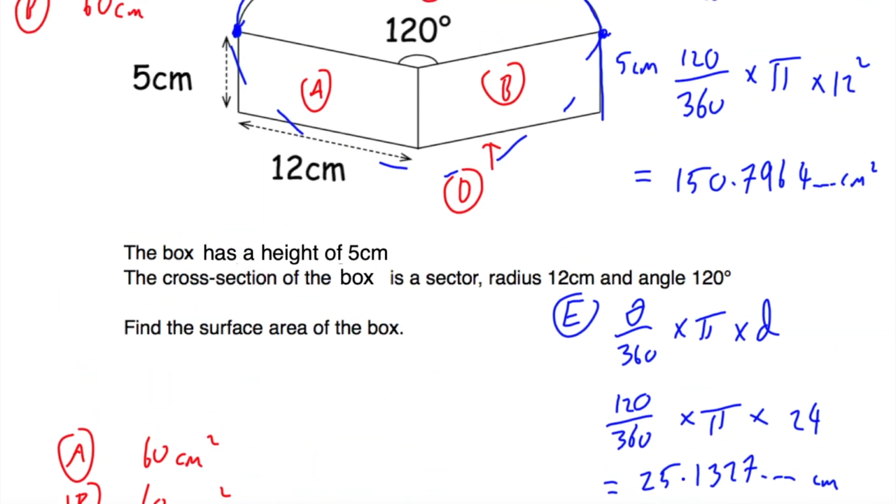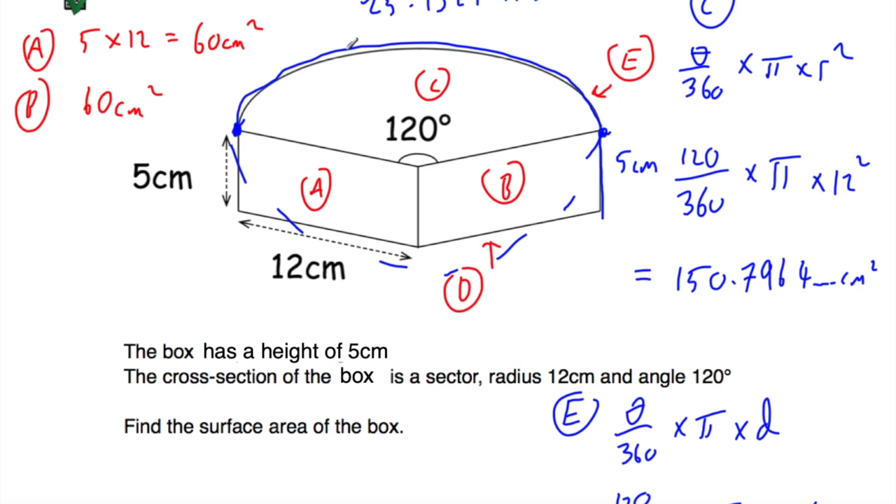And that's it. Now, I just want to mention here that some people may have got this arc length by just doing the circumference of the circle, so doing pi times 24, and then just dividing it by 3 because that's a third of the circle. So rather than using this formula, they just get the circumference of the whole circle, then divide it by 3 and then times that by 5.